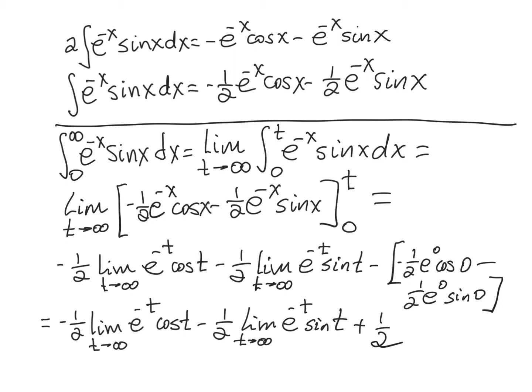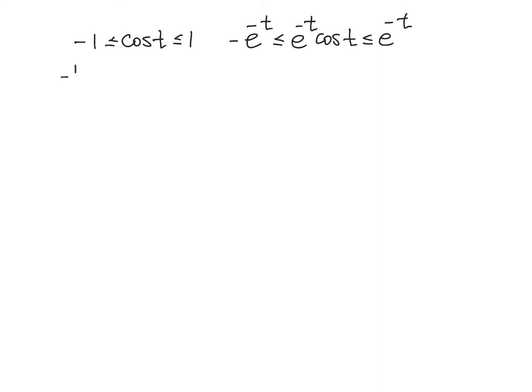So let's evaluate these two limits by using the squeeze theorem. We start out with cosine of t. We know it's between -1 and 1. Multiply this inequality by a positive value. E to the negative t is always positive, so the inequality will remain the same. Multiply all three parts by e to the negative t. Now take the limit of all three parts as t approaches infinity. And the inequality is still preserved.